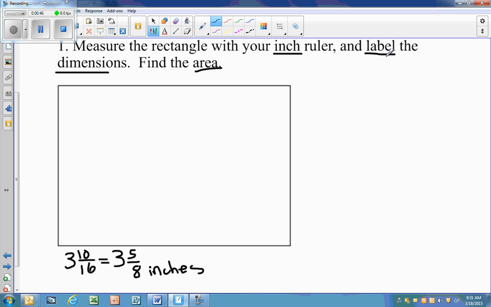Next, I'm going to measure my width, and when I measure my width, I get 1 and 8/16, which is the same thing. When I simplify and divide them both by 8, I get 1 and 1/2 inches. So now I've labeled the dimensions of my length and my width, and I need to find the area.